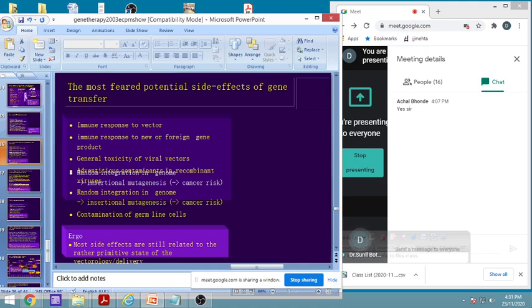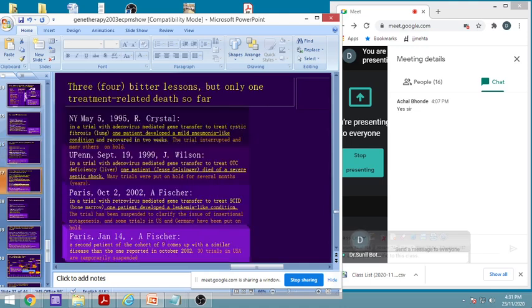Then next is contamination of germ cell lines, and these are still related to the primitive state of this viral delivery. So there are various experiments which were beaten. I will not go into more detail.